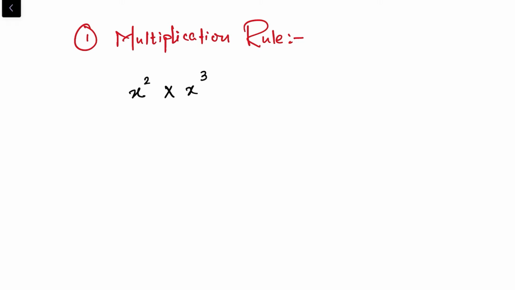For the multiplication rule, you have to check if the base is the same. The base is x, which is the same. We need to make sure that the base is the same. Now, when the base is the same and you see multiplication in between, you have to keep the base as it is.